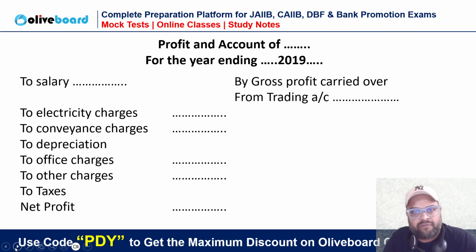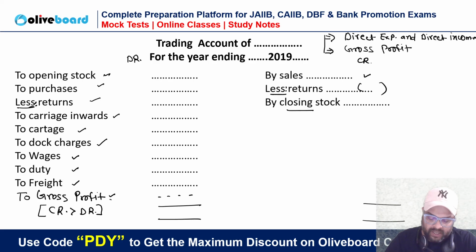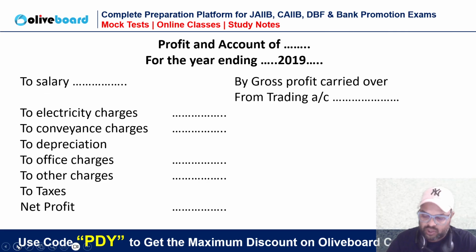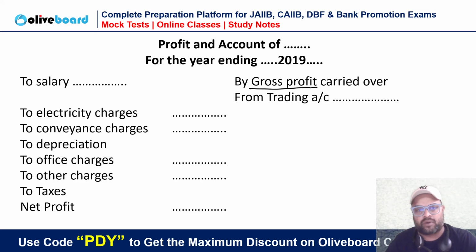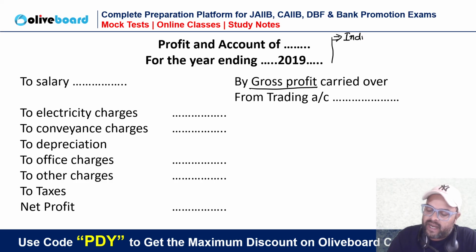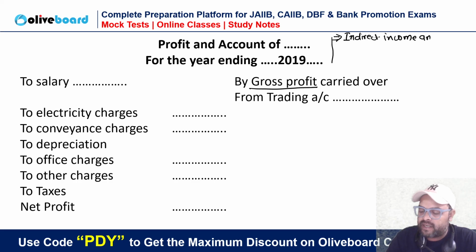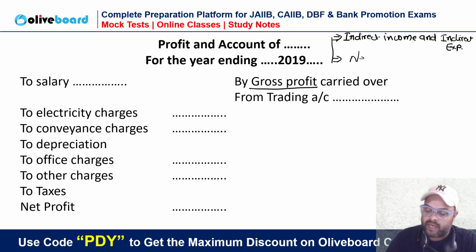Then the format of the profit and loss account. Remember, the gross profit we calculate in the trading account is transferred to the opposite side of the profit and loss account. Again, two things. All the indirect income and indirect expenses are recorded in the profit and loss account, and by making a profit and loss account, net profit is calculated.